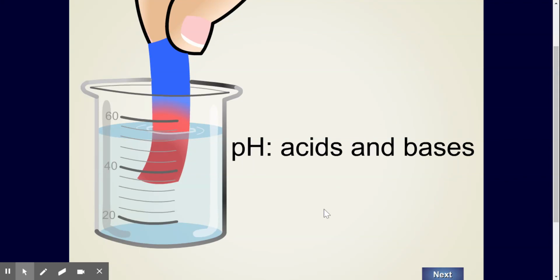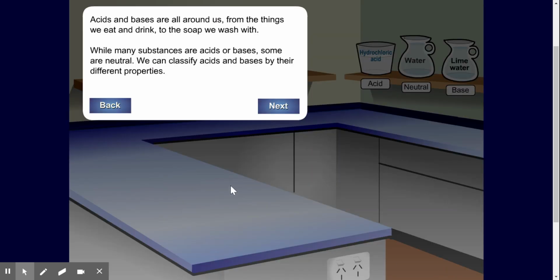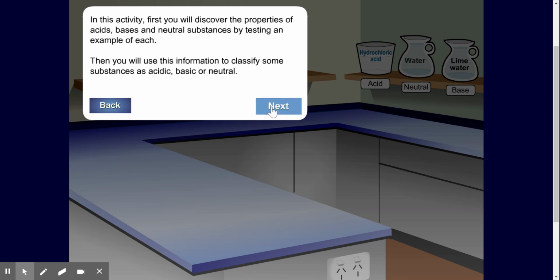In this activity, you're going to see some properties of acids and bases. Acids and bases are all around us, from the things we eat and drink to the soap we wash with. While many substances are acids or bases, some are neutral. We can classify acids and bases by their different properties.